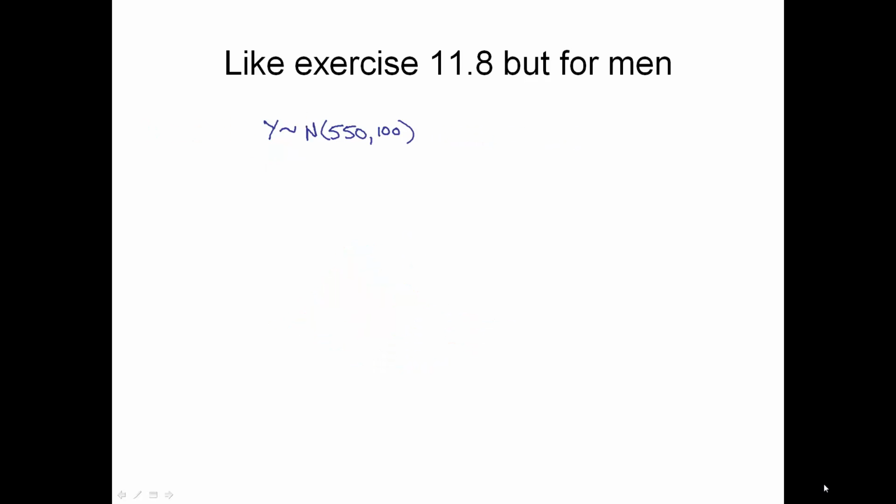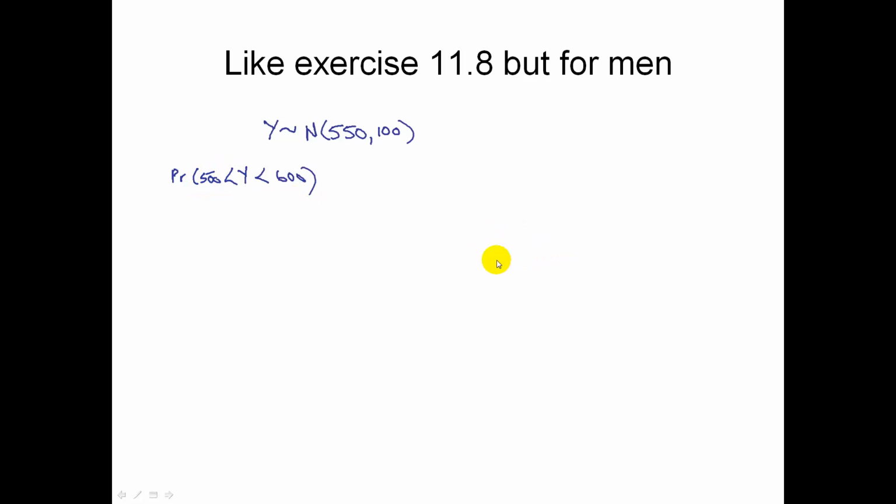So let's return to the distribution of bladder capacities for men, and let's ask the question, as 11.8 asks it for women, let's ask the same question for men. We're going to ask what proportion of men, or what's the probability of finding a bladder capacity in men that's less than 600 but more than 500.